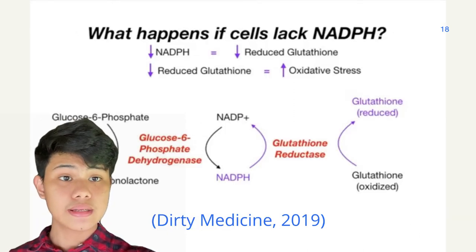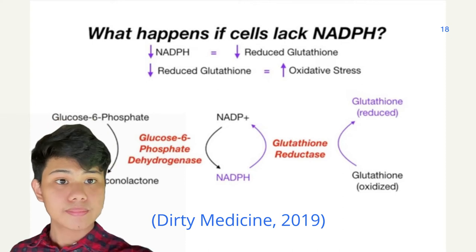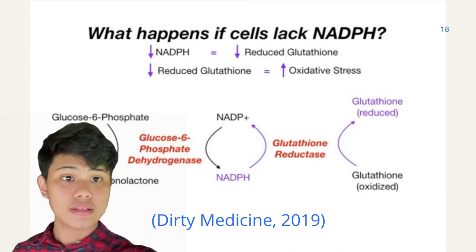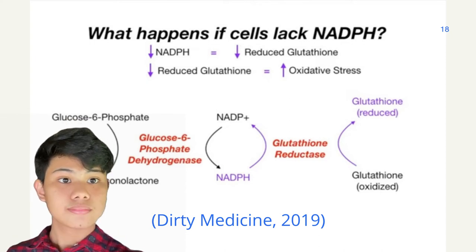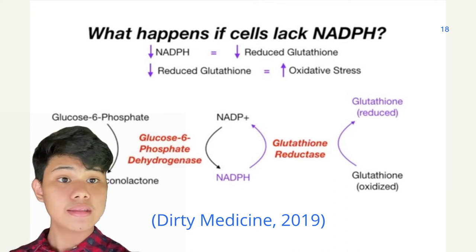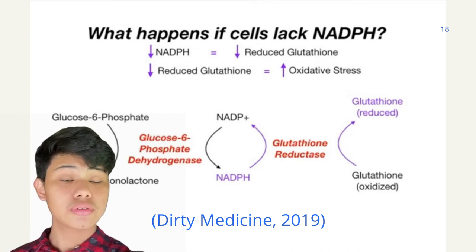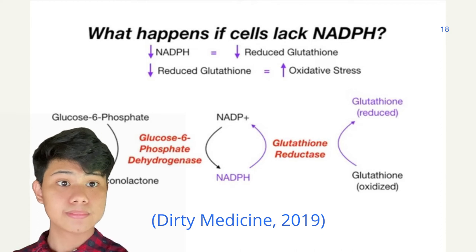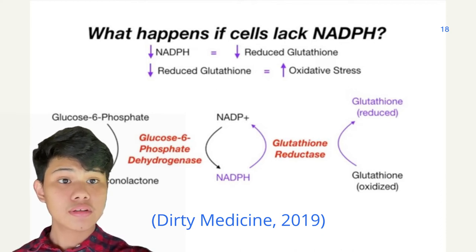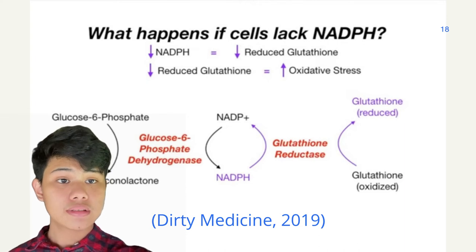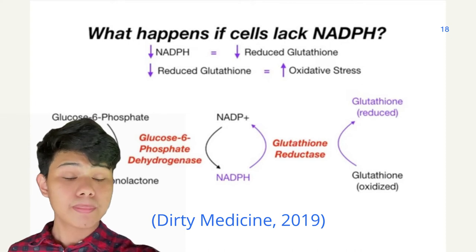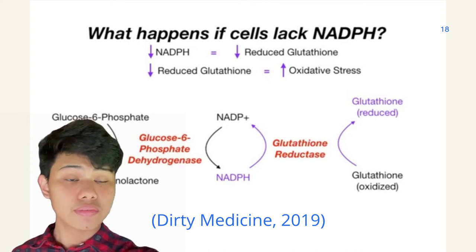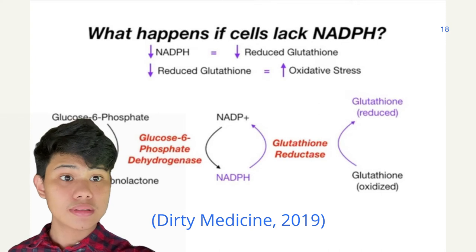What will happen if cells lack NADPH? In certain conditions like G6PD deficiency, there is a decreased production of NADPH. As seen in the cycle here, NADPH is essential for the conversion of glutathione into its active form. Without it, there will be an increase in oxidative stress in the body since there is limited glutathione to neutralize free radicals. Even if a person has adequate amounts of inactive glutathione in their bodies, if it is not reactivated, its presence is useless.